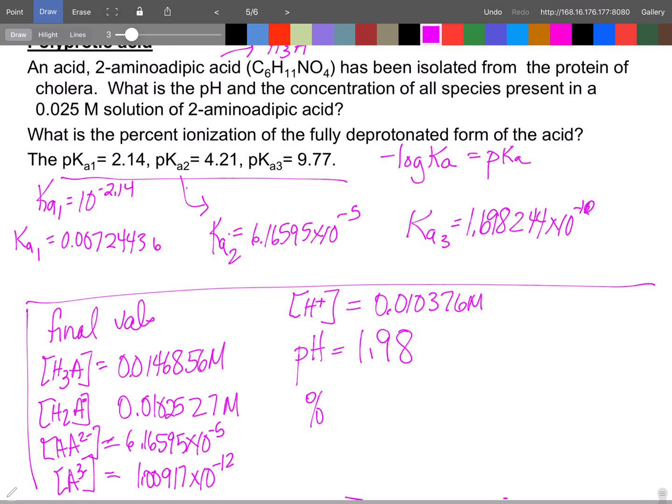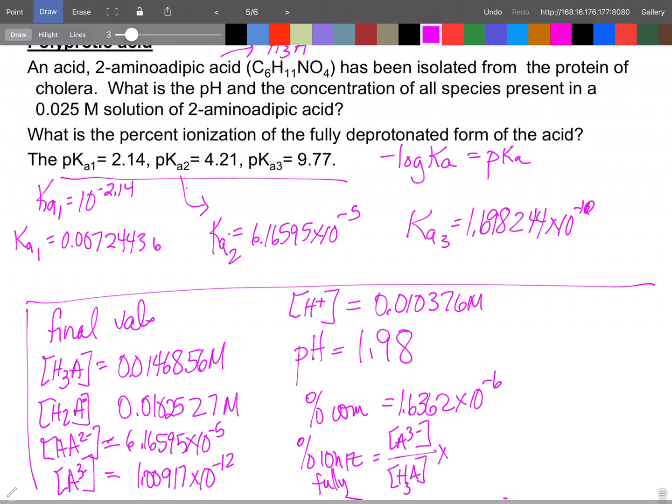So the percent ionization of the fully deprotonated was 1.6362 times 10 to the minus 6. Now, you can also do the percent ionization of the fully deprotonated by doing the A3 minus concentration over the formal concentration initially and times 100. And if you do that, you get 1.00917 times 10 to the minus 12th divided by, what was my concentration? 0.025 times 100. And this is one way to do this percent ionization. I tend to do it regular, but some people like to do the whole thing.